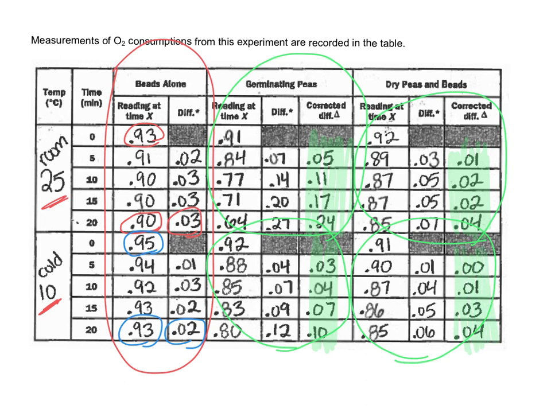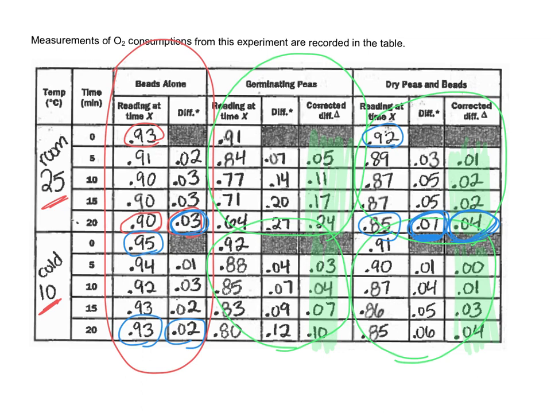I'll talk through one of these. So for my dry peas, my water droplet started at 0.92. My dry non-germinating peas 20 minutes later had moved a distance of 0.07. Here it is, 0.07. However, my beads had migrated 0.03 in that situation, so I subtract my 0.07 minus my 0.03 to realize that my dry peas have moved a difference of 0.04.